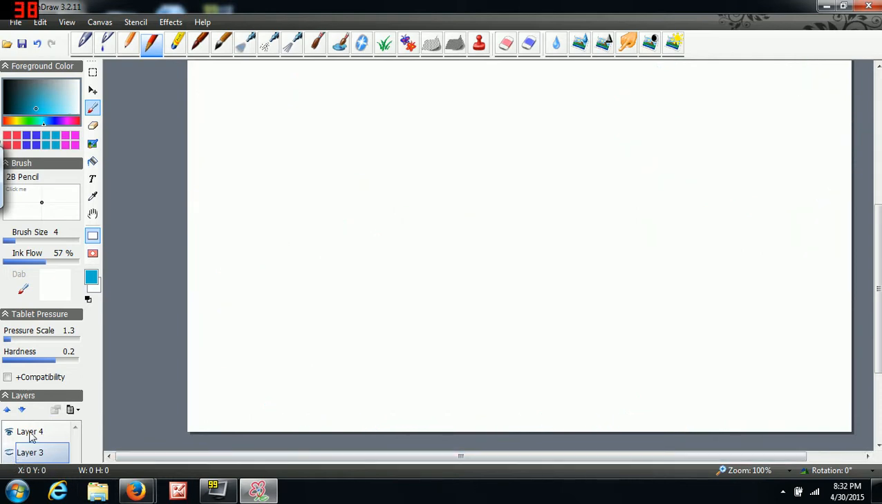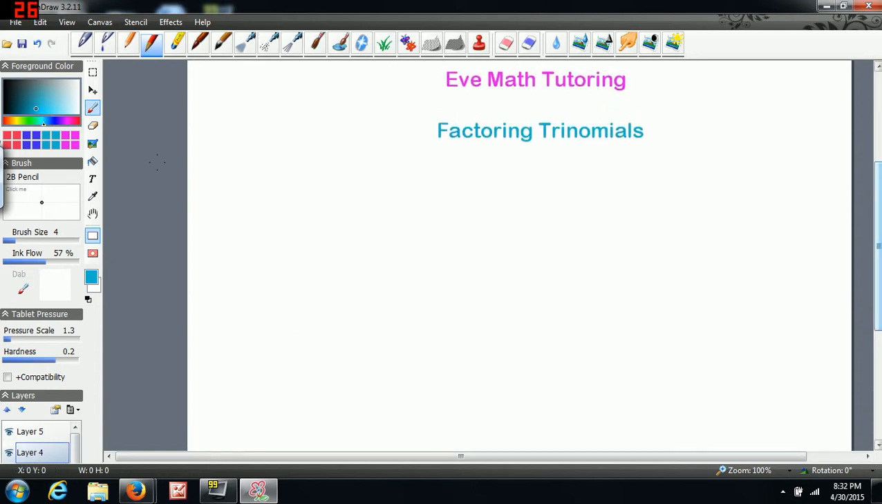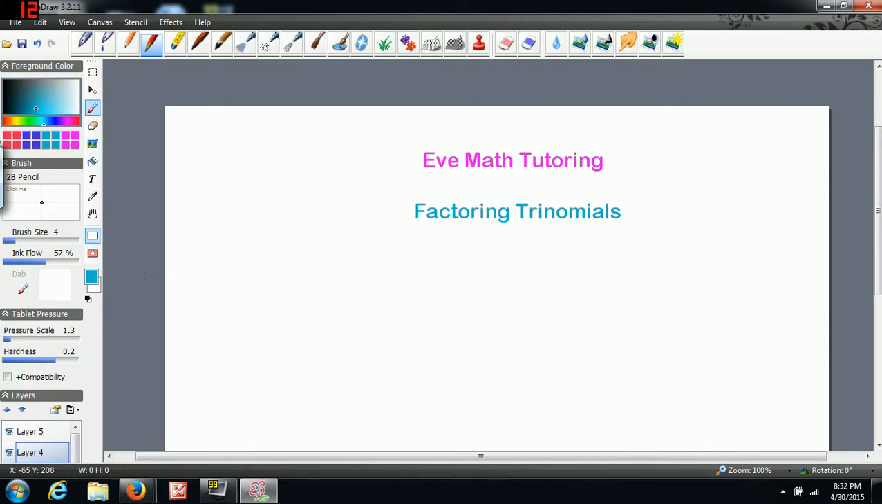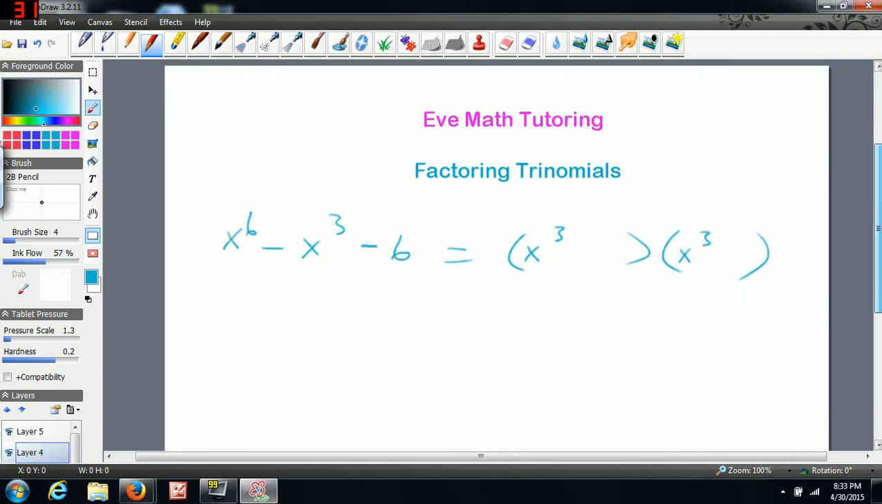Okay, so let's try another example. For this type of example, we can go ahead and factor this, but what we're going to see is when we do factor it, instead of having x and x, we're going to have x cubed here. Okay, so we'll have x cubes instead.